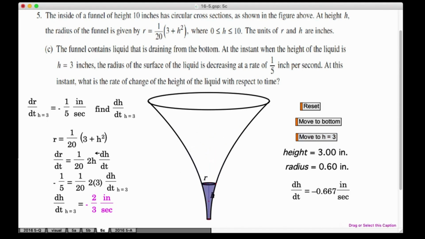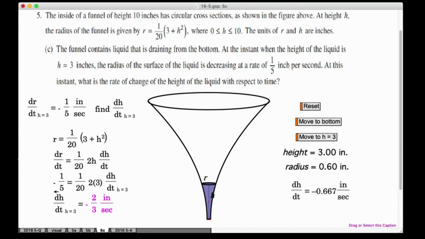So the radius formula, given to us right here, is r = 1/20 times (3 + h squared). So we're differentiating with respect to t. So dr/dt: this is a constant times the function, so it's 1/20. The derivative of 3 is 0. The derivative of h squared is 2h dh/dt. Be very careful. It's 2 times h to the first times the derivative of h with respect to t. If you always do it that way, you won't miss the chain rule here.